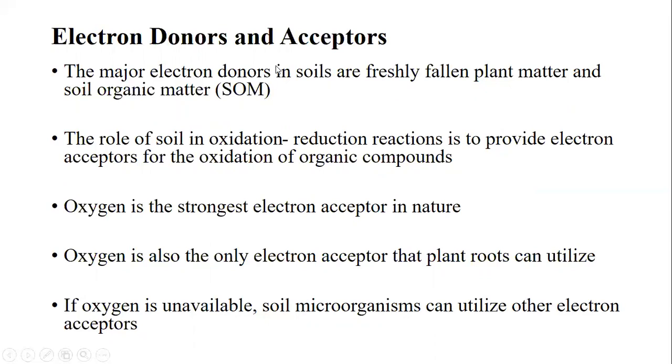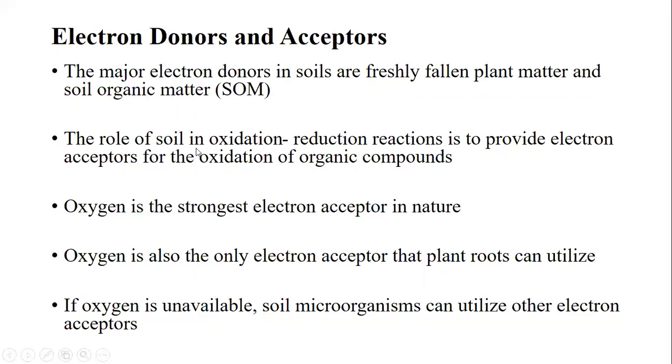The major electron donors in soil are freshly fallen plant matter and soil organic matter. So what are the major donors and acceptors in soil that we're interested in? The major electron donors, remember, electron donors give electrons to become positive. And in soils they are freshly fallen plant matter and soil organic matter. SOM, you remember we learned that humus is soil organic matter. The freshly fallen plants are residues, but the humus is the soil organic matter.